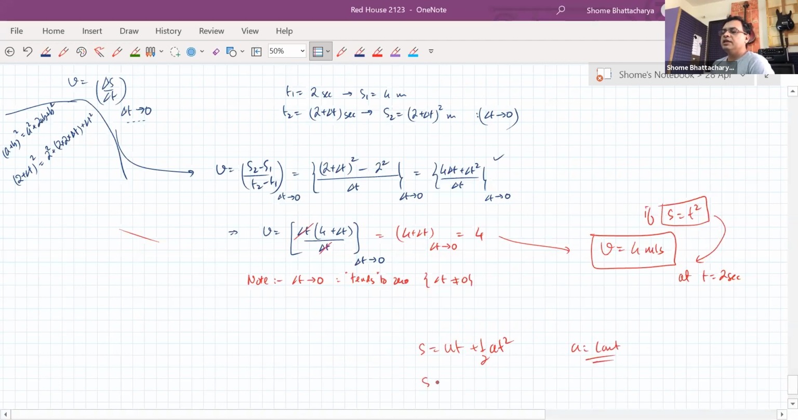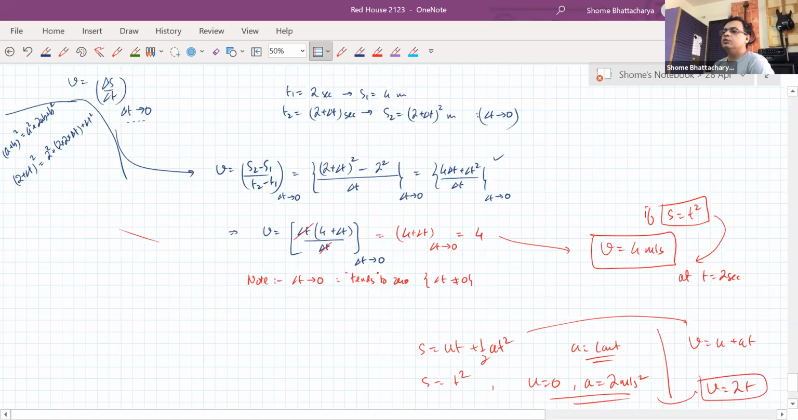So if you compare this with s is equal to t square, how much is your u? It's 0. And how much is your a? It's 2 meters per second square. So in that case, what should your v be? v should be equal to u plus at. So in this case, how much will v be? It will be 2t. So at t equal to 2 seconds, how much should it be? It should be 4 meters per second.